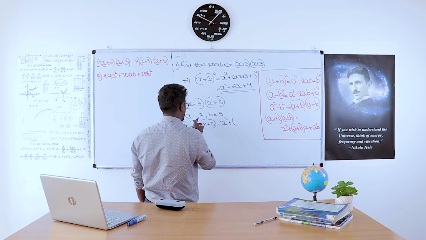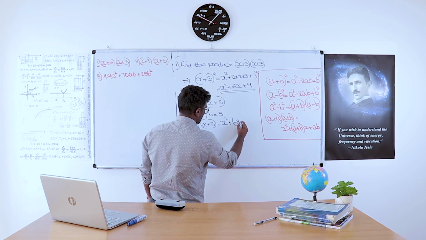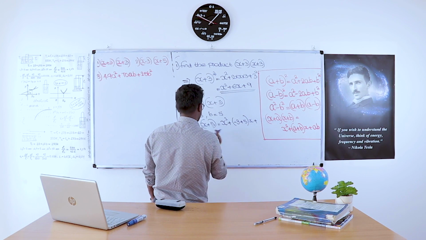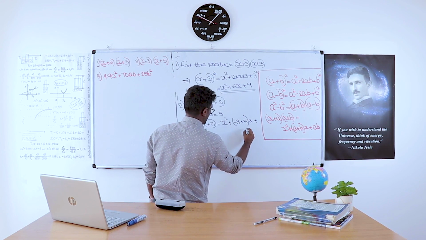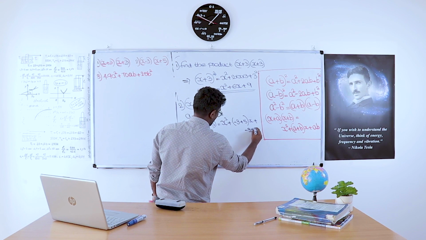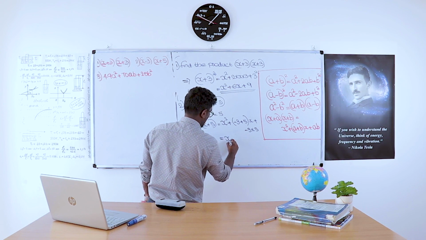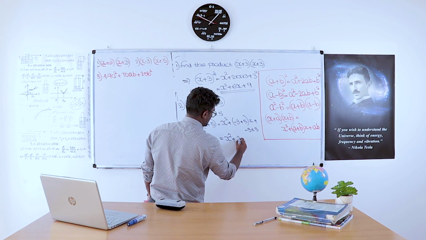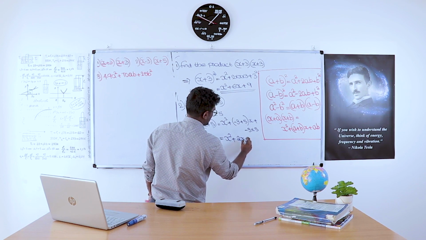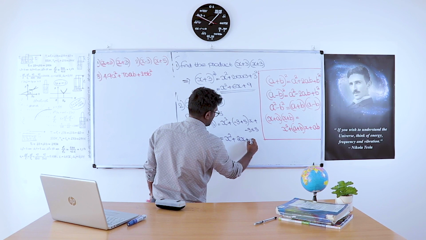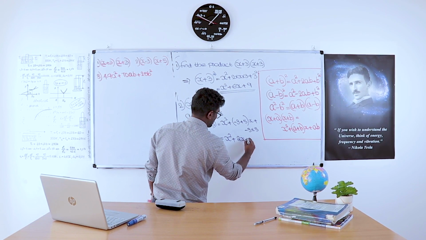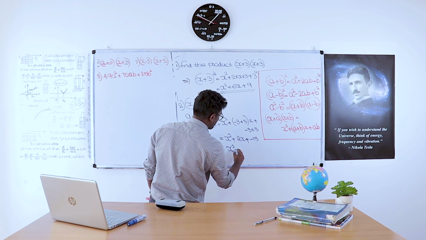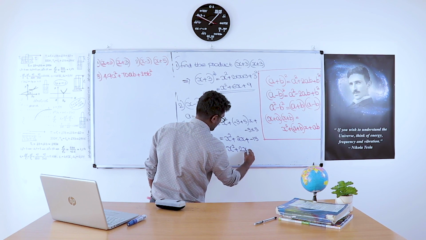a plus b. What about a? Minus 3 plus b is 5, into x, plus ab. What about a and b? Minus 3 into 5. So we get x square plus 2x plus minus 15, which can be written as x square plus 2x minus 15.